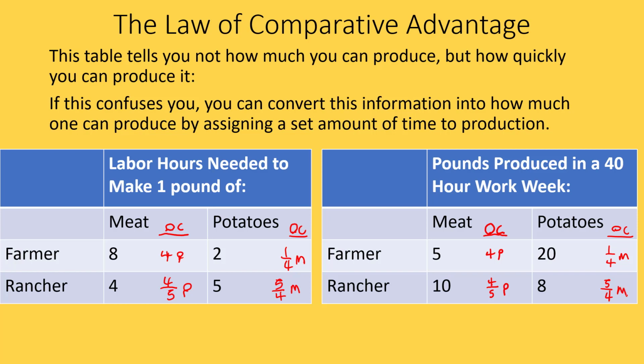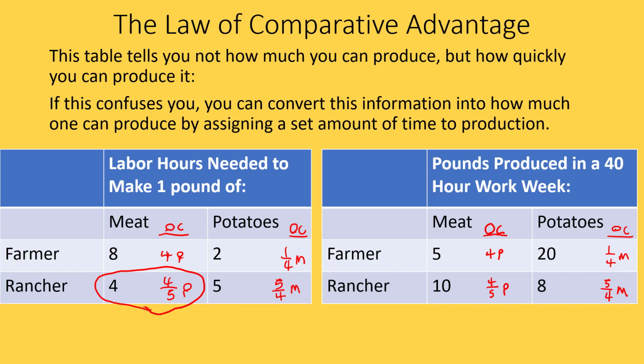So again, when looking at the farmer and the rancher, in order to figure out who has the comparative advantage, you have to think of who can do things cheaper. So when it comes to making meat, the farmer gives up 4 pounds of potatoes for every pound of meat, whereas the rancher gives up 4/5 of a pound of potatoes for every unit of meat. So obviously the rancher is giving up fewer potatoes than the farmer. So the rancher has a comparative advantage in meat.